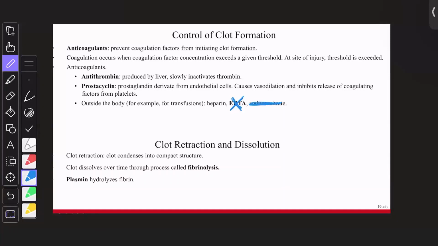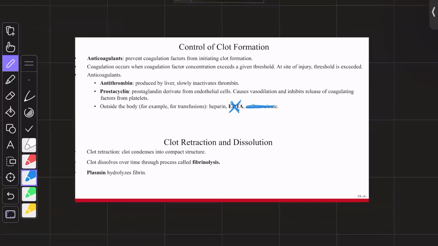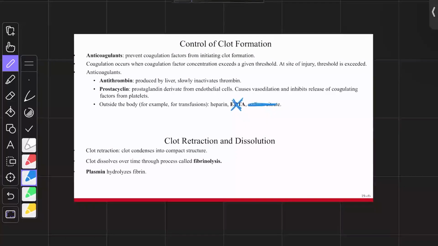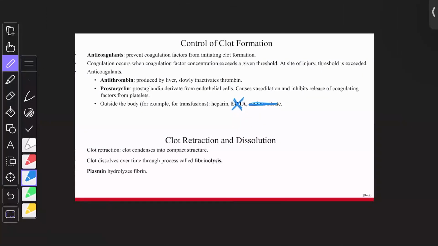And then there are things that you can take that will also reduce clotting. Heparin being one of the most common, warfarin being another. There are a lot of different ones that are available out in the world now. I only care that you recognize that heparin is an anticoagulant. Okay.